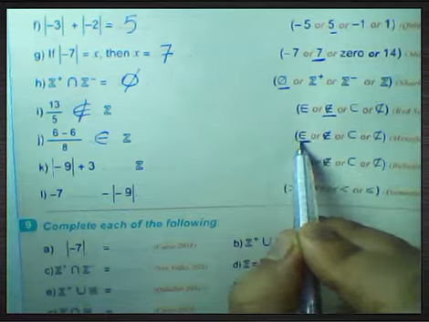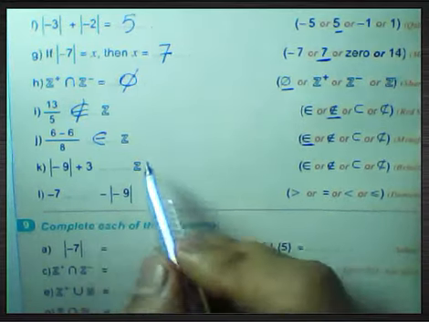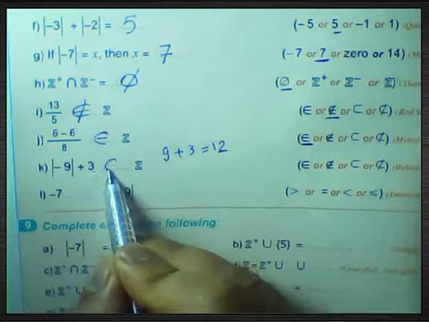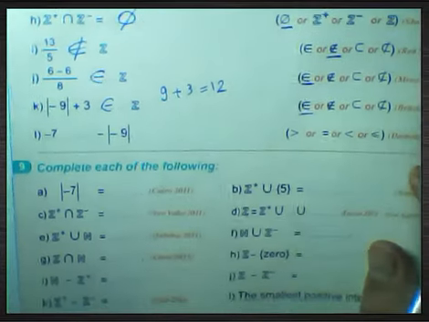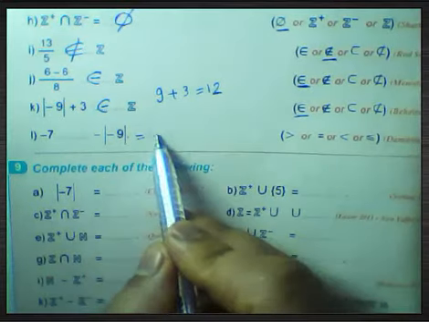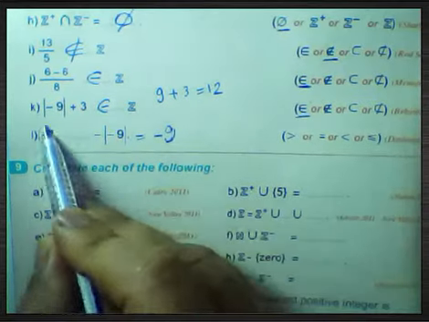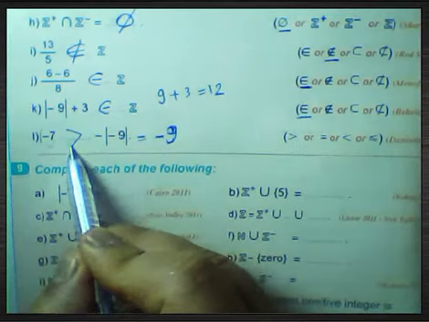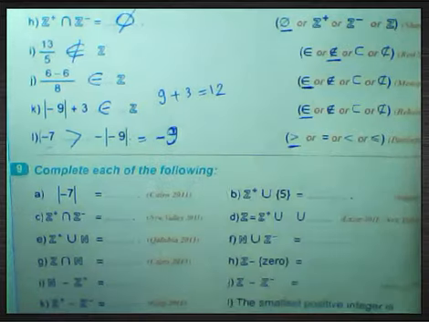Okay, absolute value of negative 9 plus 3 will be 9 plus 3 equal 12. So 12 belonging to Z, integer number. Negative 7 and subtract absolute value of negative 9 will be negative 9. Which is more, negative 7 or negative 9? We know negative 7 is more than negative 9, so we can choose this sign.